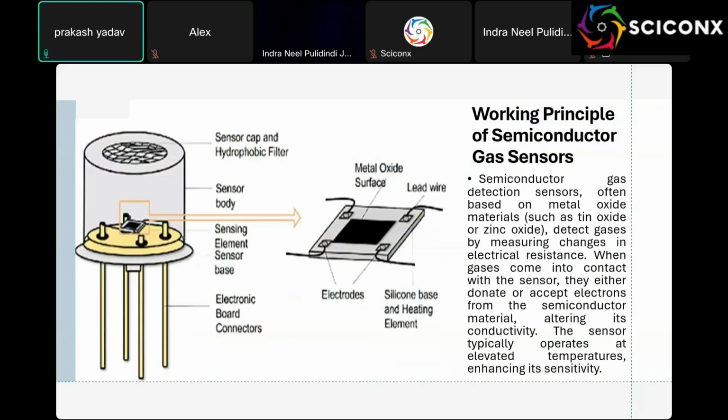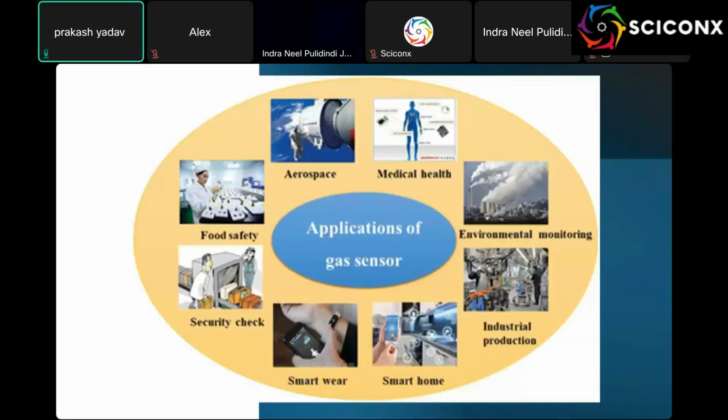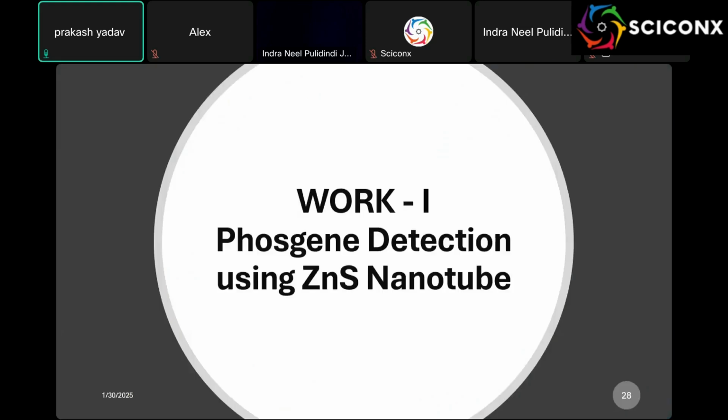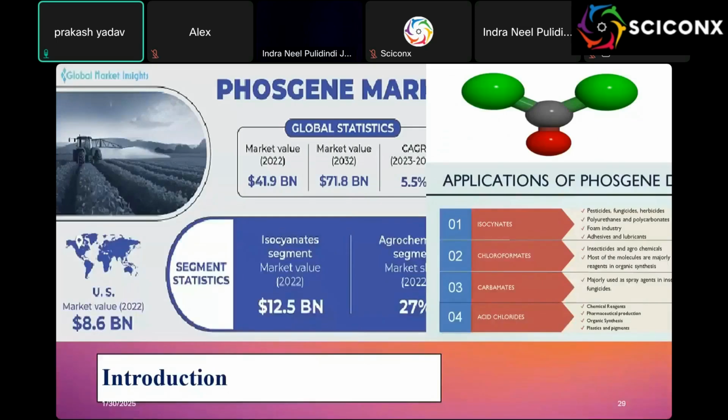You also need to check the sensitivity, because what is the meaning of sensitivity? It means how much your sensor can sense, for example whether a minimum of 1 ppm is detectable by this sensor or not. You need to check. And these are the applications of the sensor. Now I discuss my work, phosgene detection.